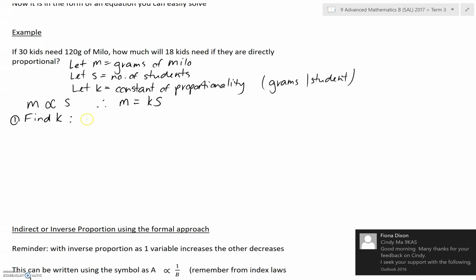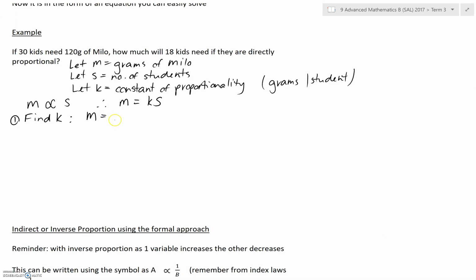We do know that M equals 120 and S equals 18. We know that from the question, so we can substitute that into our equation, M equals KS. So let's do that. So that's going to become 120 equals K times 18. Rearrange, 120 divided by 18, K equals 4.